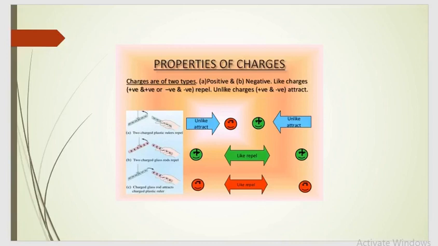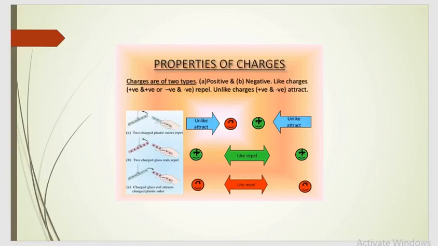As we all know, charges are of two types only. One is positive, one is negative. Like charges repel each other, but unlike charges attract each other. Charges can be separated by other means as well, like chemical reaction, convection, diffusion, etc.